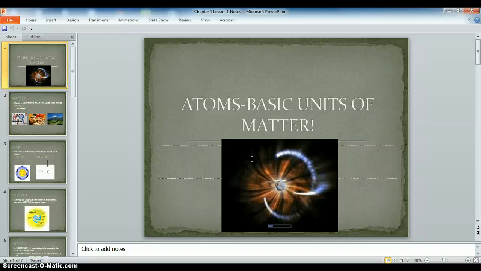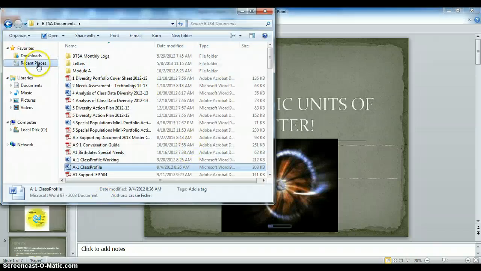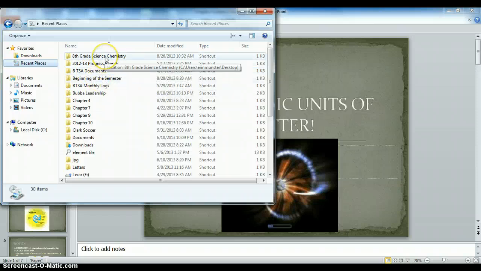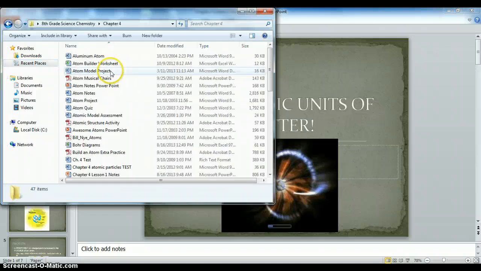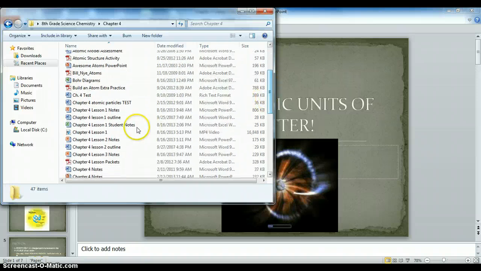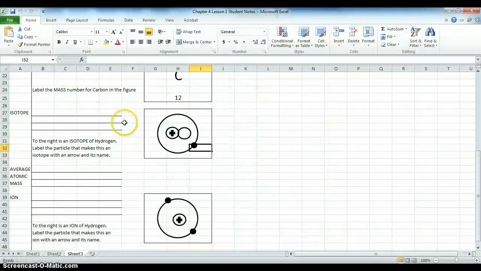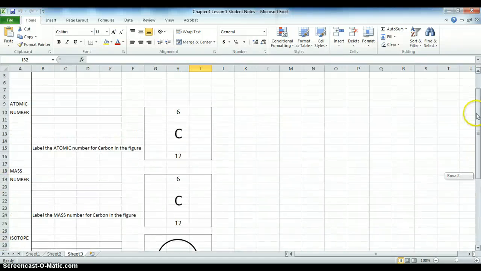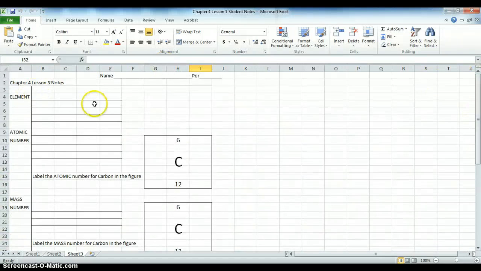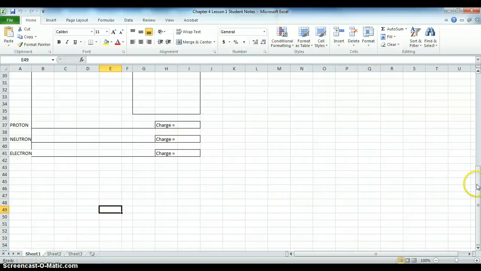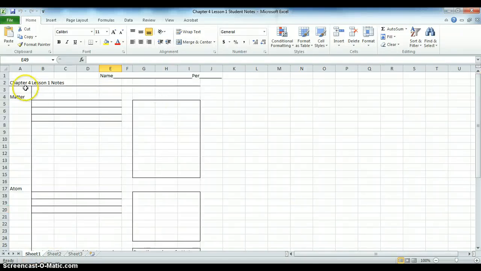I want to make sure that you have your chapter 4 lesson 1 notes, and those look like this. It should say chapter 4 lesson 1 at the top. You have some definitions you're going to write, and then pictures that you're going to draw.